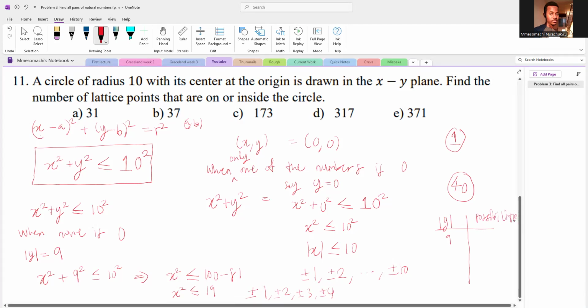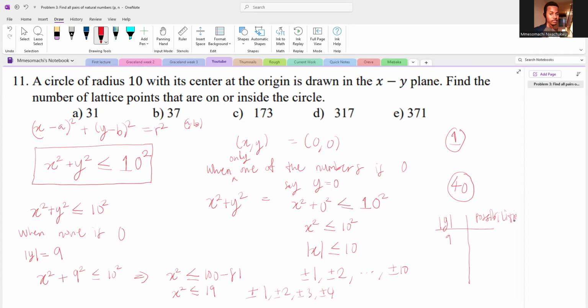So of course, it can be plus or minus 9. So recall, we have 1, 2, 3, 4, plus or minus, so that's times 2, 8. And since it's plus or minus 9, that will be 8 times 2, so 16. Okay, so let me erase this.